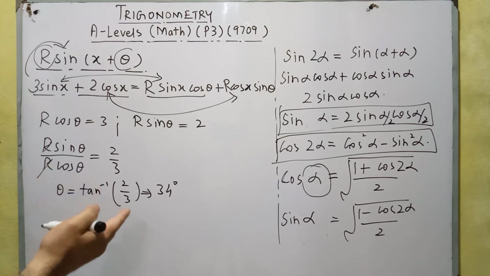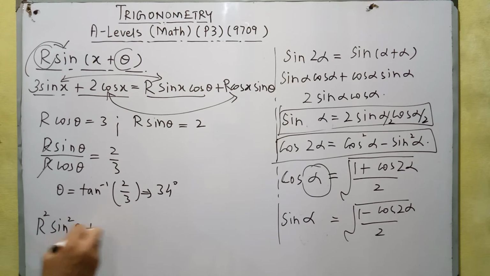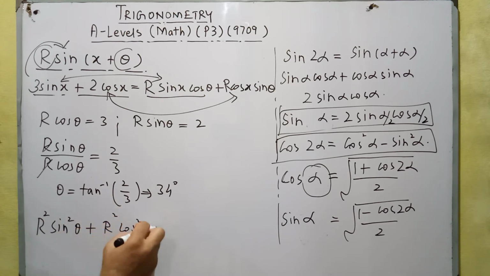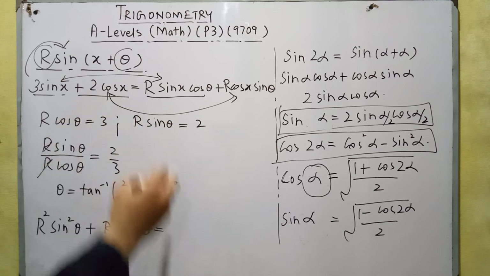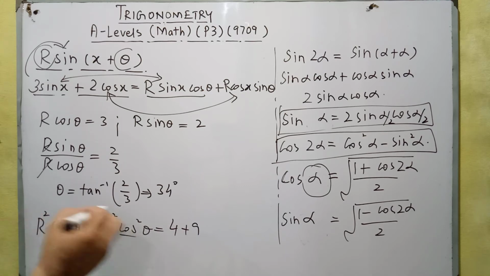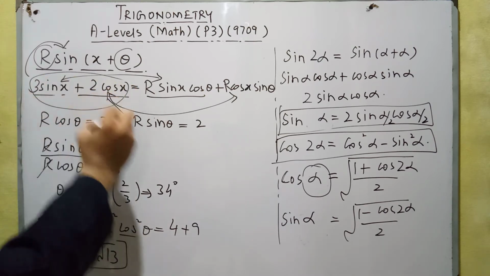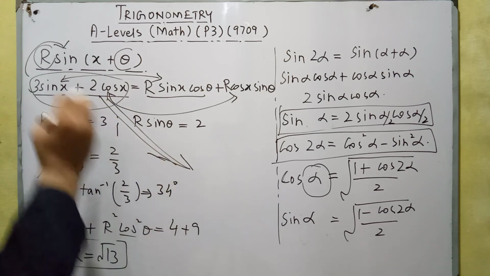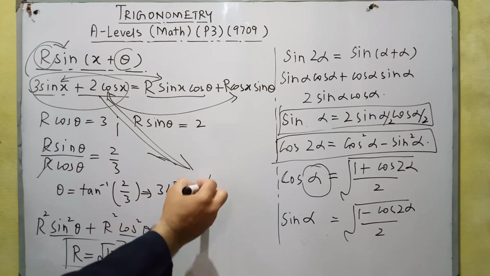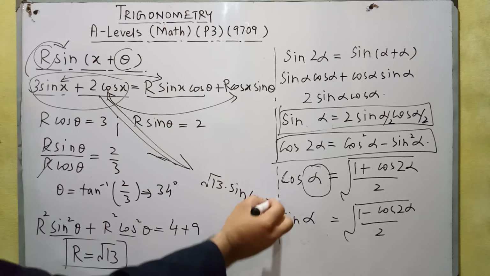And we can also find r using these two equations by adding the squares of both equations. That will be r square sine square theta plus r square cos square theta equal to 2 square, which is 4, plus 3 square, which is 9. We know that sine square theta plus cos square theta is always equal to 1. So r will be equal to square root of 13. So this particular function will become square root of 13 into sine (x plus 34).